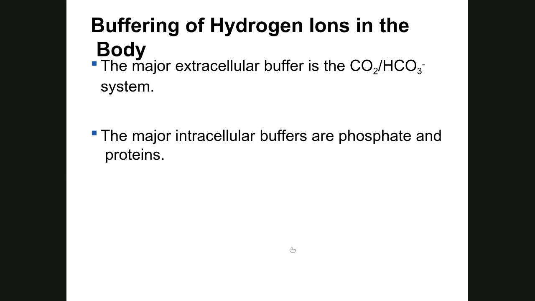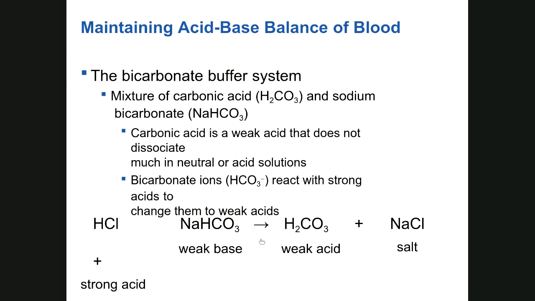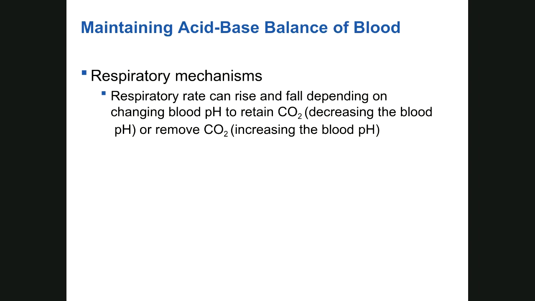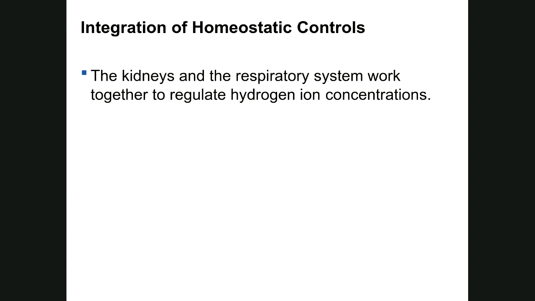So the bicarbonate system is the major extracellular buffer system, which is functional by the kidney through the formation of weak acids from strong acids. You don't have to bother yourself, as I just told you before, how the renal and respiratory system works together. I'm going to show you a diagram at the end, and I just want you to understand that diagram, because that diagram is very important to understand the acid-base balance. So the kidneys and respiratory system work together to regulate the hydrogen ion concentrations.